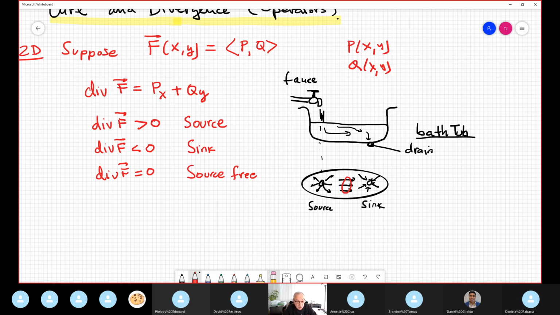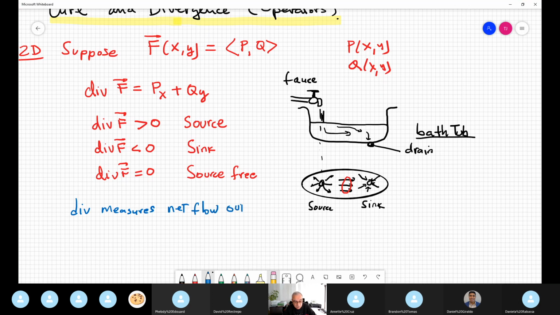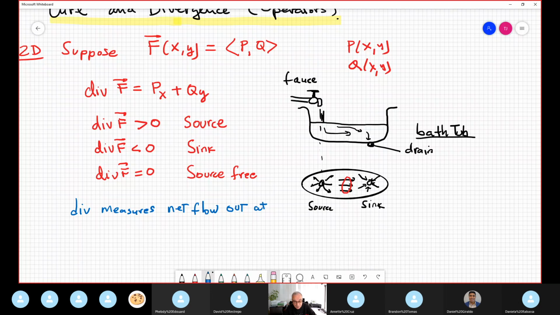Okay, so in few words, the divergence measures the net flow out at the specific point. And this is extremely important. We have a source when it's positive, and a sink when it's negative.